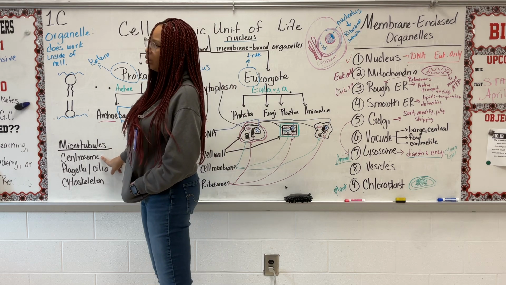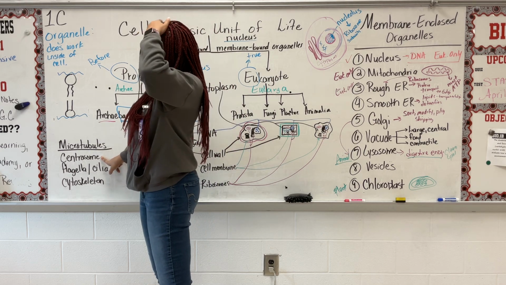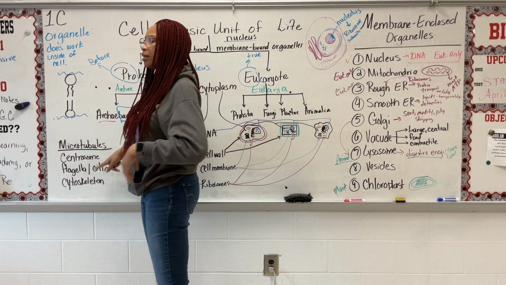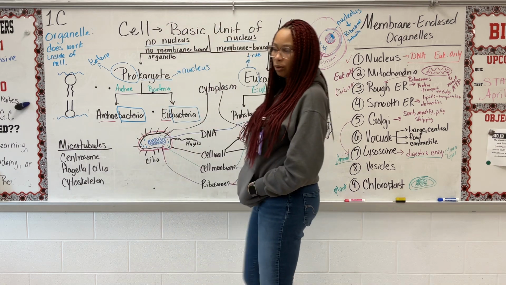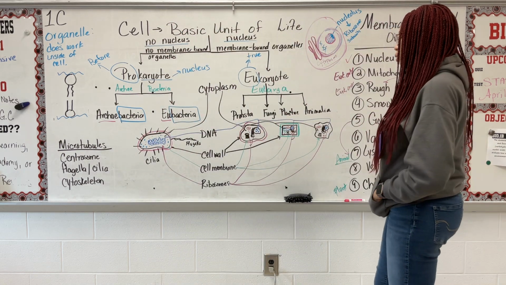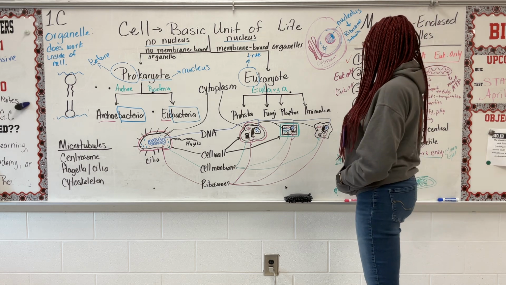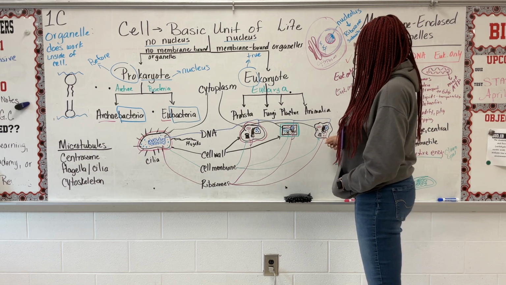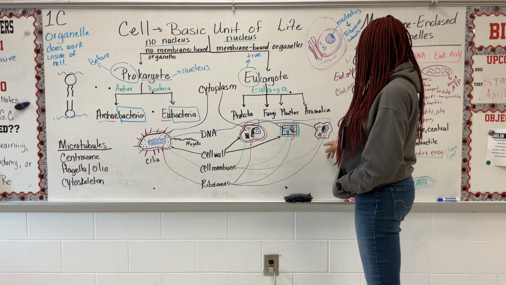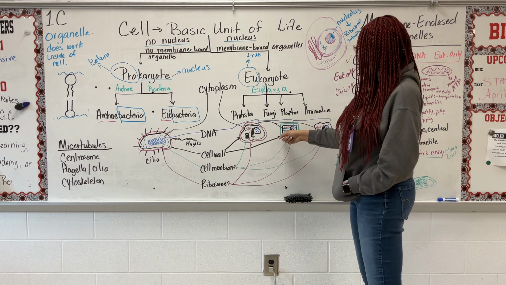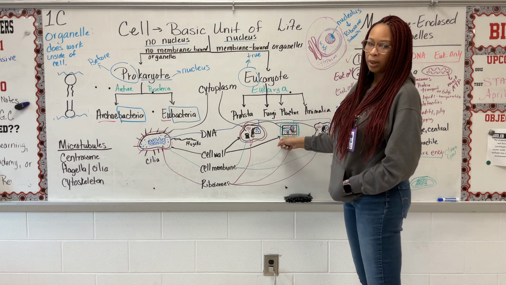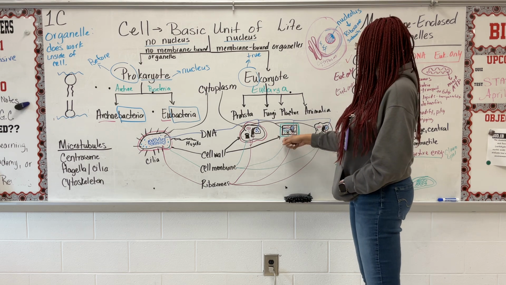Okay, these are animal cell only. Centrosomes are used for aiding in the cell cycle. They create the spindle apparatus that is going to create spindle fibers that will attach to chromosomes and move them around during the cell cycle. You're also going to have chloroplasts found in your plant cells, and chloroplasts do photosynthesis.